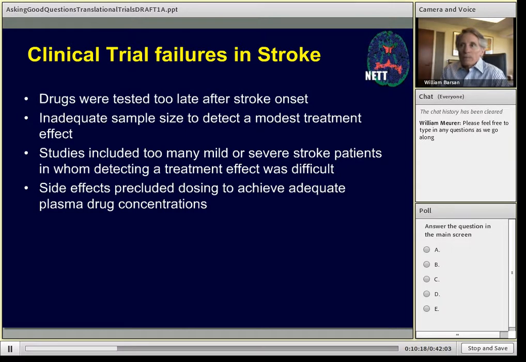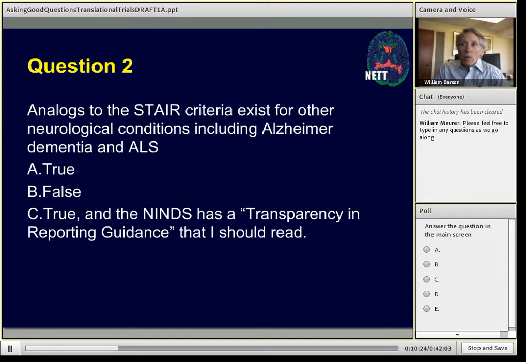We're not there yet. So for clinical trials, failures in stroke have a lot of reasons. A lot of times drugs were tested too late after stroke onset, or with inadequate sample size. If you're looking for a modest treatment effect and you just don't have the sample size, you're not going to see it.